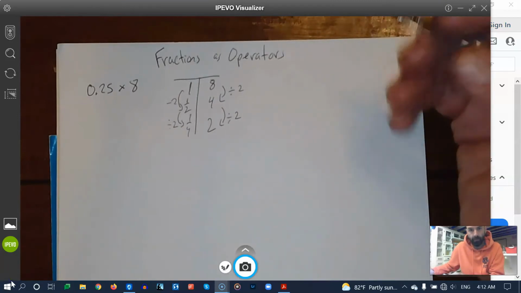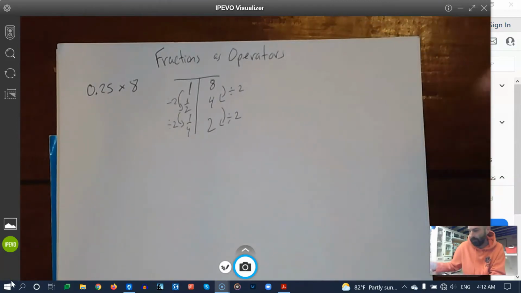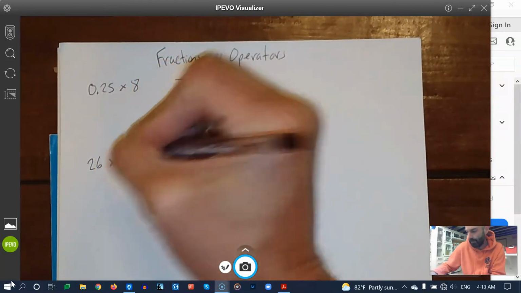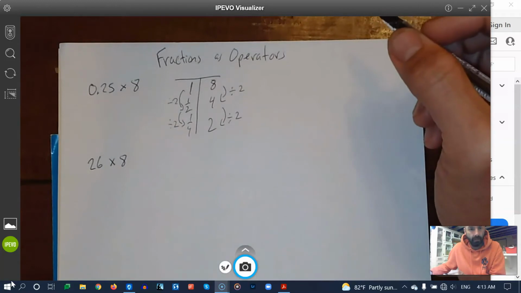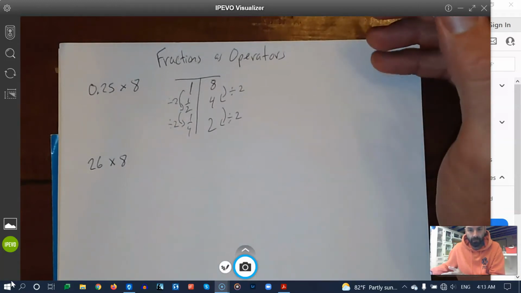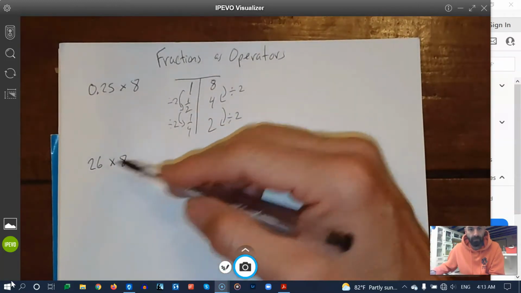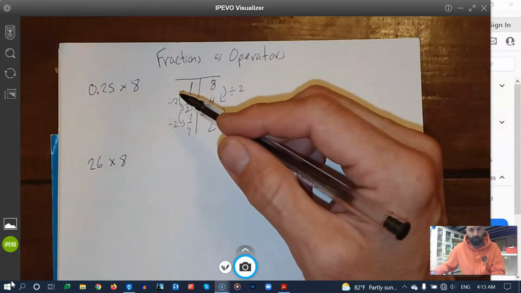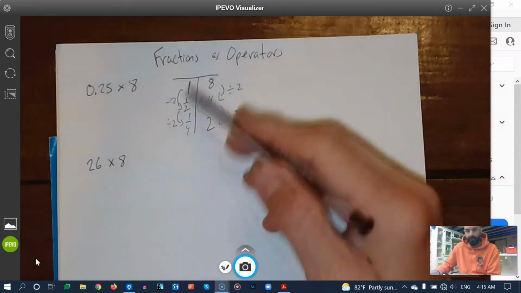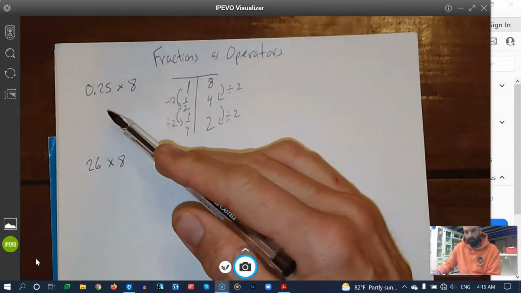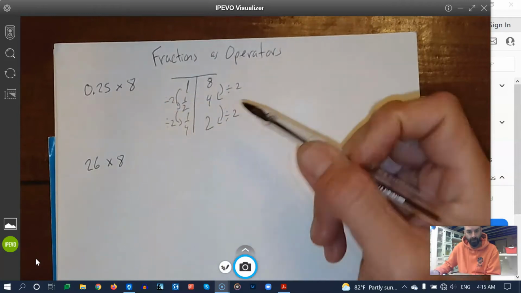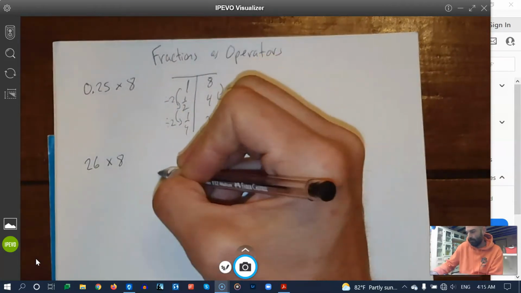Remember, we're wanting to build on relationships and our knowledge of numbers. So what about 26 times 8? How can we use the relationships of numbers to make this simpler to figure out? Go ahead and try. All right, I'm going to solve this now. So I'm going to take some knowledge that we have of 25 and 25 hundredths and use that to help me solve this.